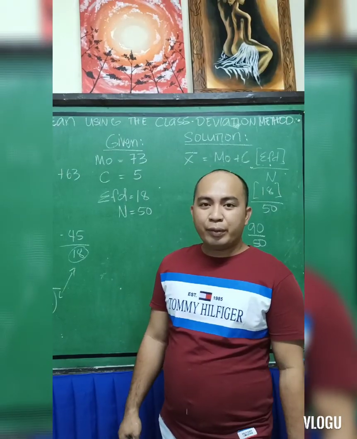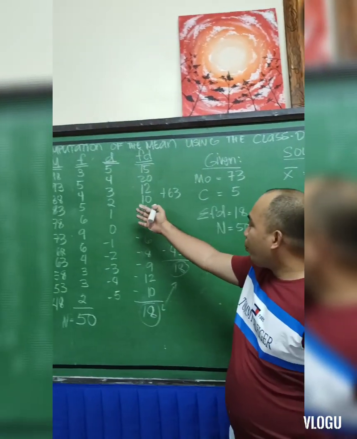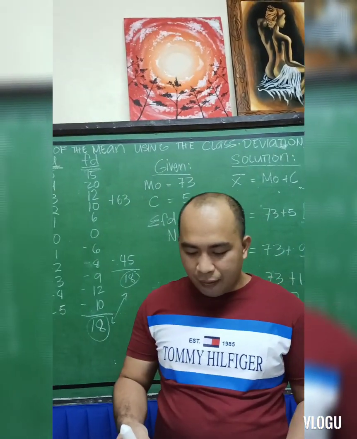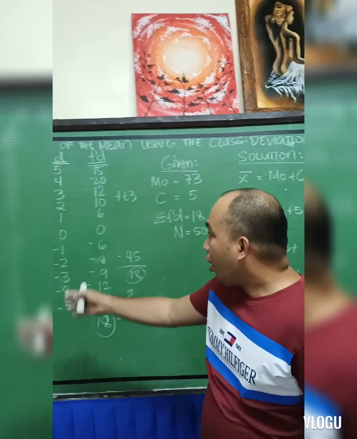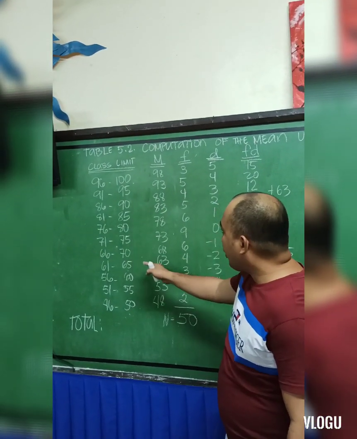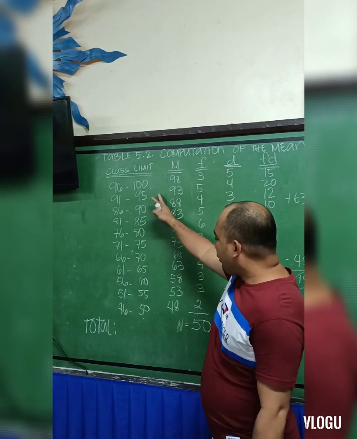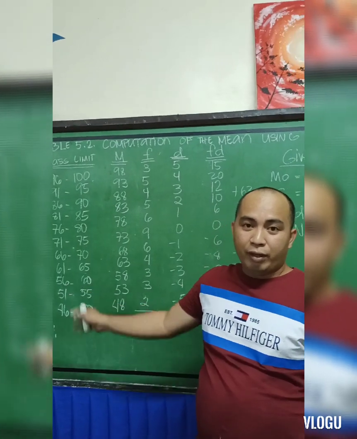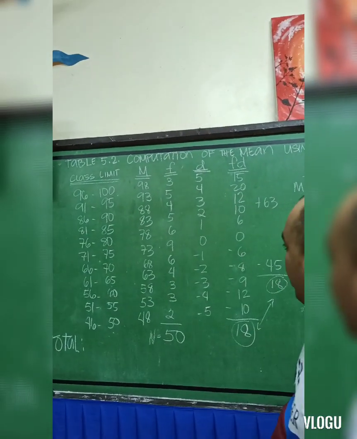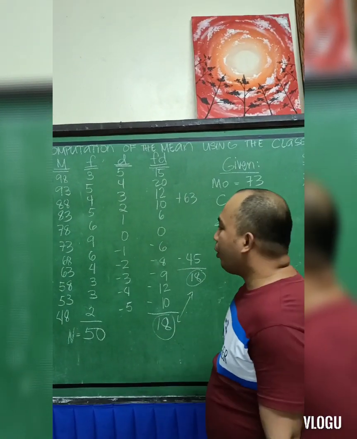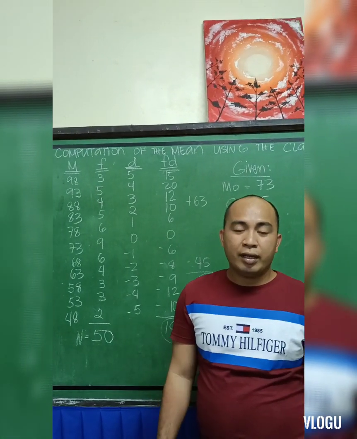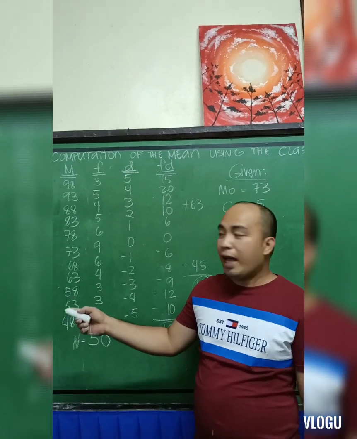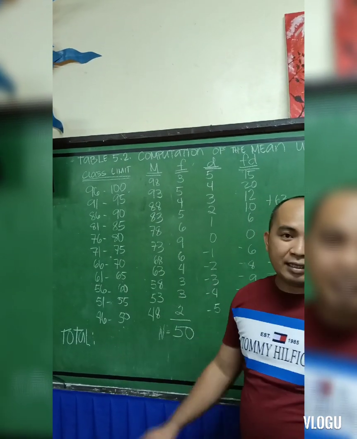Okay. In our deviation, step 1 to get this number is we need to choose any temporary arbitrary origin from any of the class limits. It's either from the top, from the bottom, or from the center. So in this example, we choose our arbitrary origin at the center of the class limit.